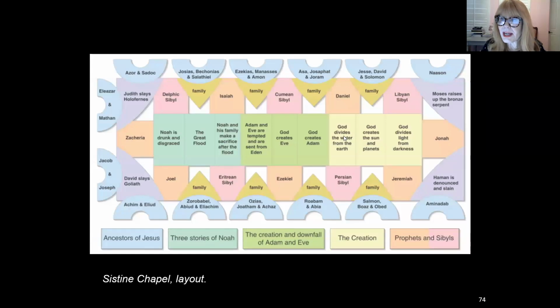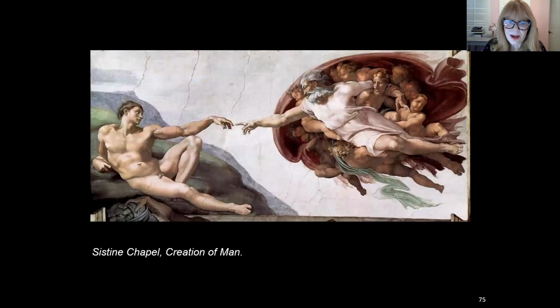And here's the layout. Actually, it's kind of reversed from the image I just showed you. So here's where Adam and Eve are, and then God creates Adam. And here's that image where that spark of life is given to this rather languid Adam figure.